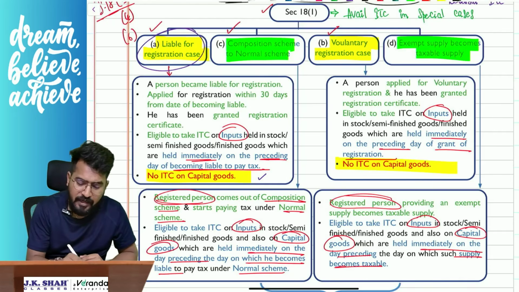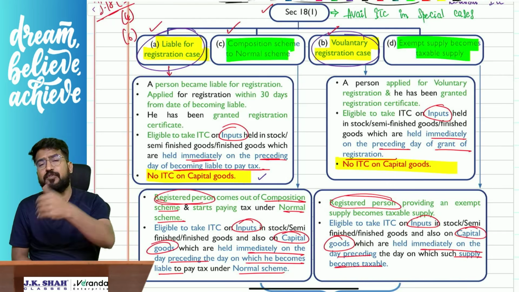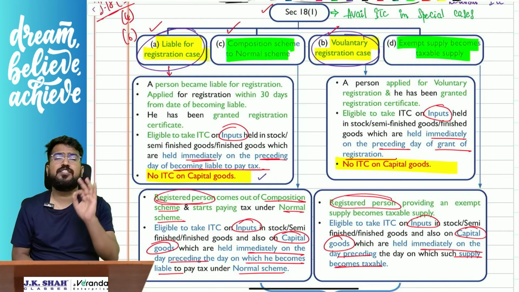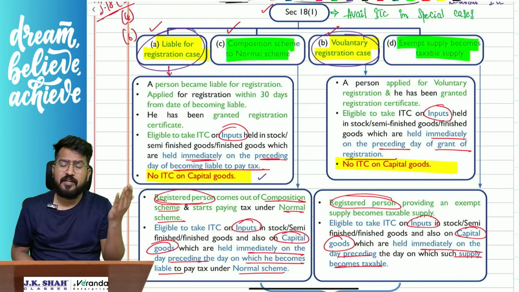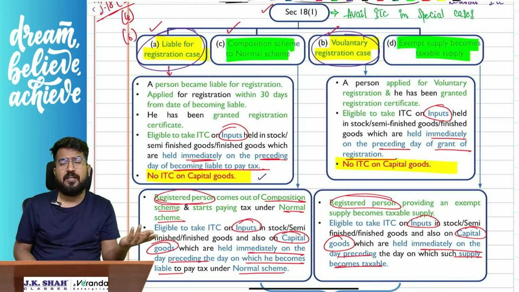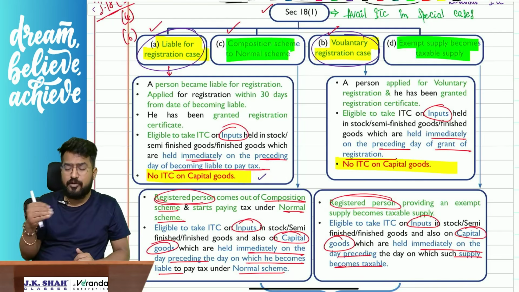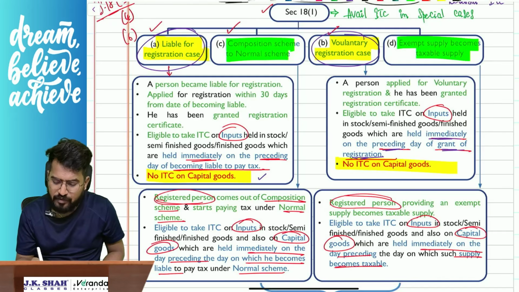Clause A and B, where you are becoming liable for registering and where you are going for a voluntary registration, in both cases you will take ITC. You are eligible for ITC only on inputs, not on capital goods. So the only difference is, sir, here the effective date is the date of becoming liable for registration, the immediately preceding day's closing stock. For voluntary registration, it is the immediately preceding day of the date of grant of registration certificate.